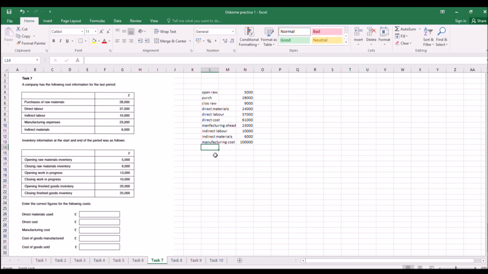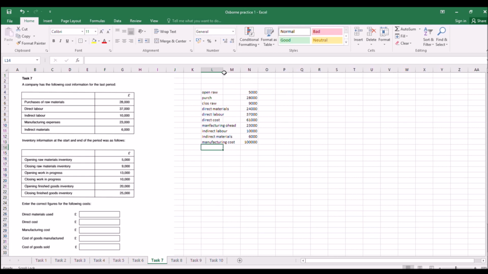Of 100,000. That's got us to the... right. Okay, so what we've now got to do then, so that's going to go to our manufacturing cost. Now what we're going to do next is go and have our opening work in progress and our closing work in progress. So we're going to have opening work in progress 13,000 and closing work in progress 10,000, and that's going to give us the cost of goods manufactured.